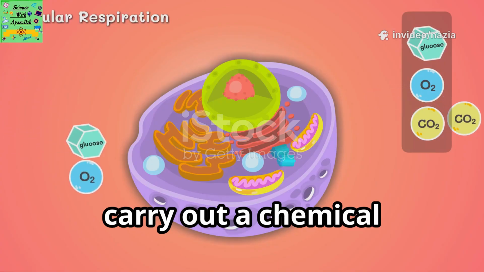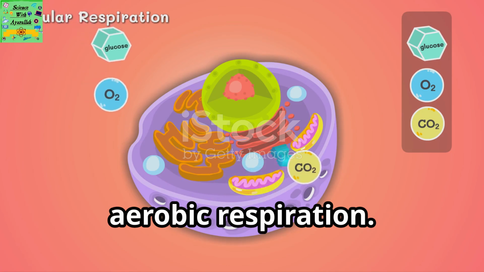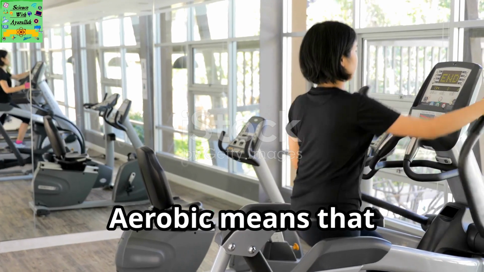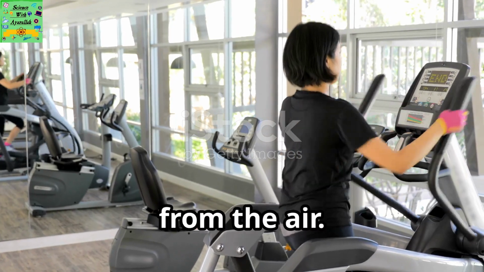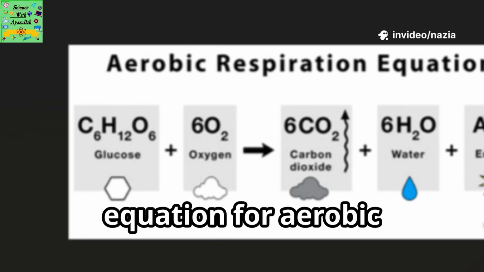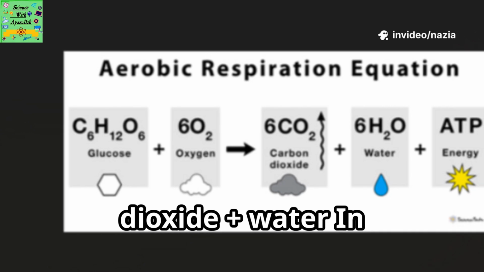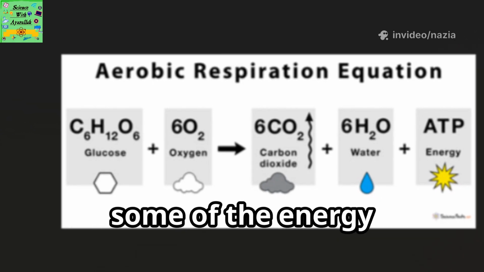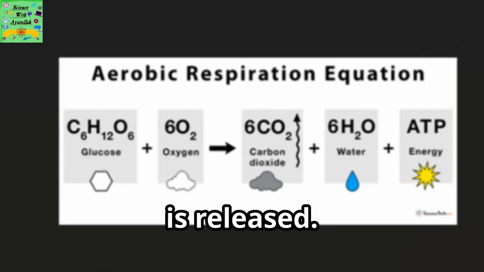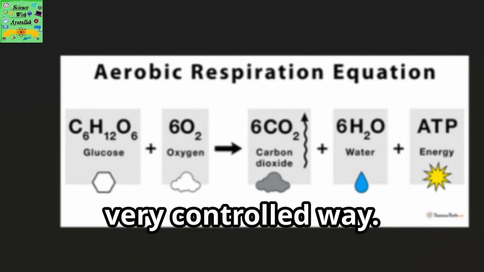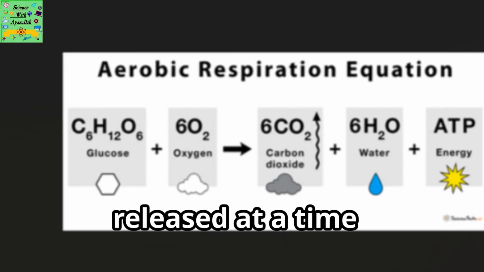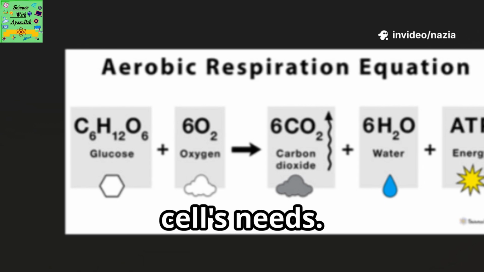The mitochondria carry out a chemical reaction called aerobic respiration. Aerobic means that it uses oxygen from the air. Here's the word equation for aerobic respiration: glucose plus oxygen, carbon dioxide plus water. In this reaction, some of the energy inside the glucose is released. This is done in a very controlled way. Just a little bit of energy is released at a time, just enough for the cell's needs.